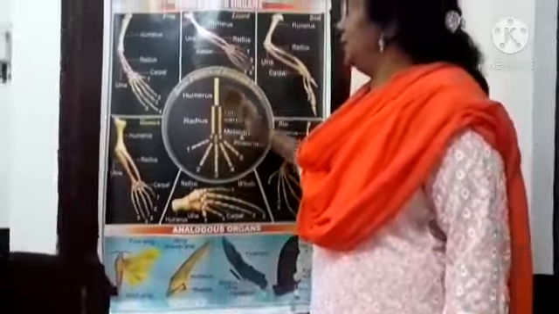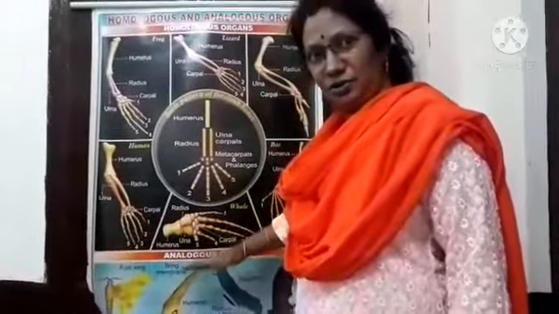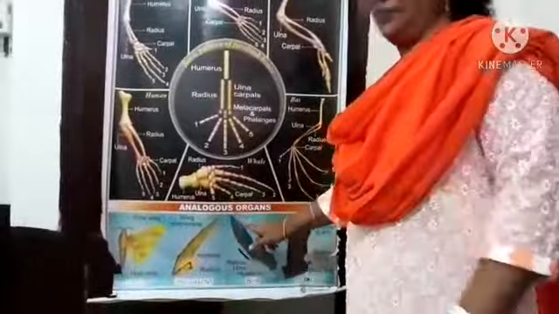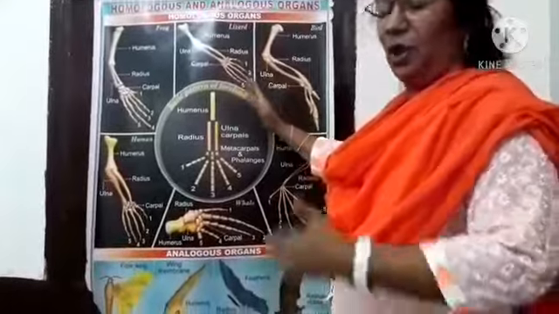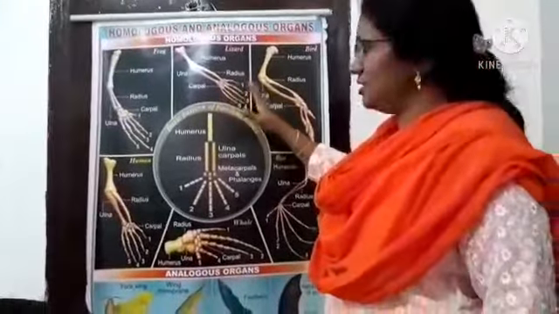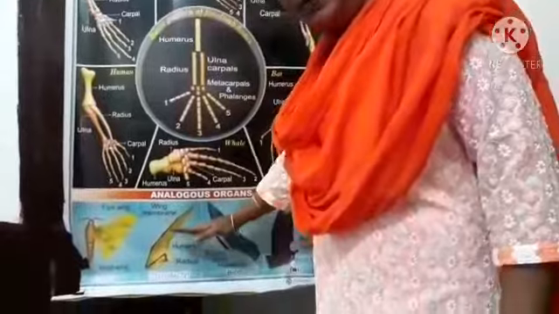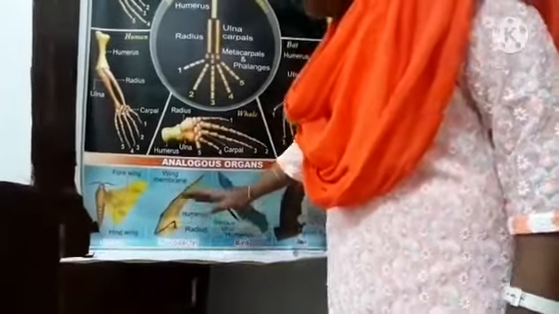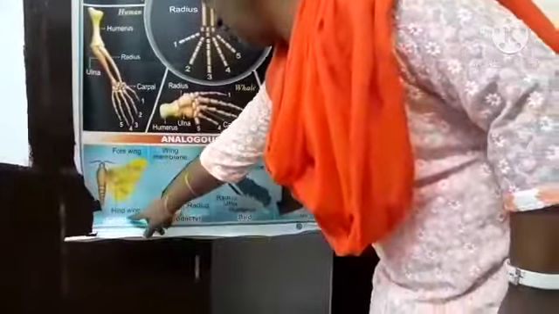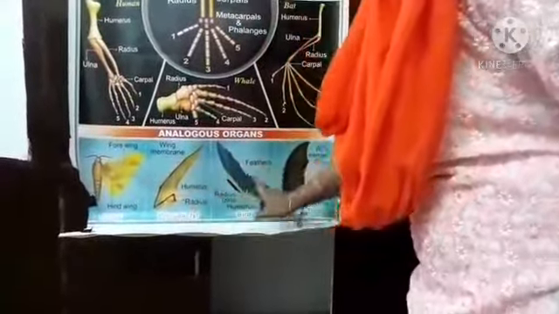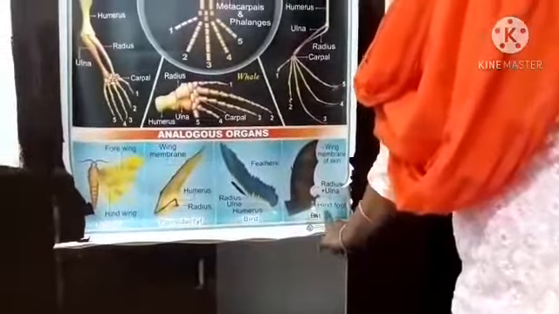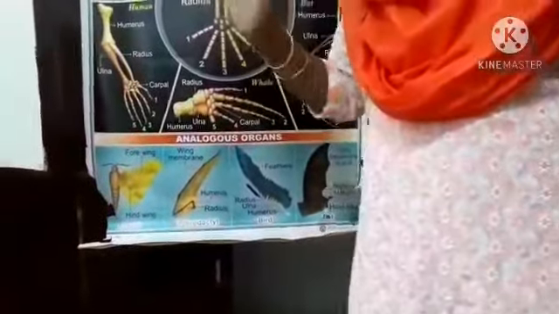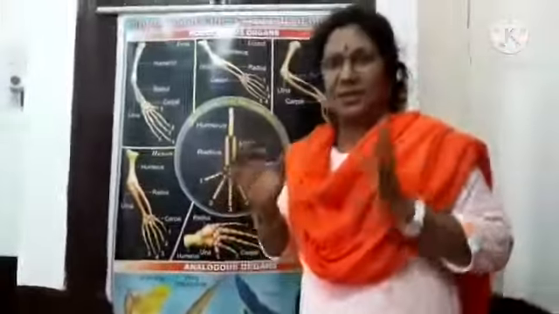Analogous means the origin and structure are different but the function is similar. Here, what we discussed, the structure and origin are similar but the function is different. Here the function is similar but the structure and origin are different. Examples you see: the wings of insects, the wings of pterodactyl, the feathers of a bird, and the patagium of a bat. A bat has a wing-like structure, but that is not actually a wing. It is a skin folding.